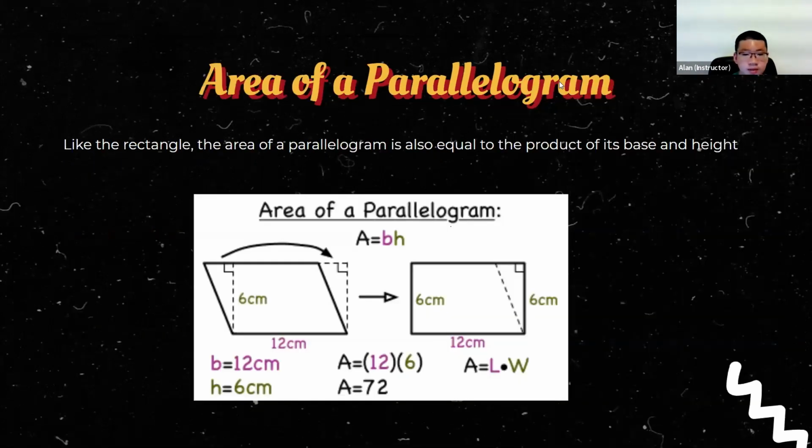And so now I'm going to go over the area of a parallelogram. Like a rectangle, the area of a parallelogram is also equal to the product of its base and height. You can see from this diagram how it's done. You can create a perpendicular line to the base, right as it starts to angle, and that creates a right triangle. If you just move that right triangle to the other side, you get a rectangle. And since you already know how to find the area of a rectangle, it's the same way to find the area of a parallelogram.